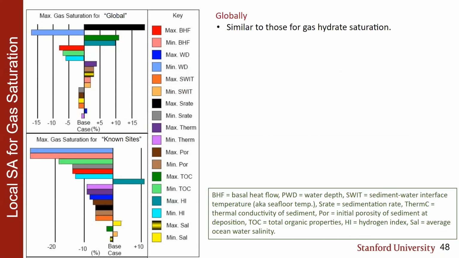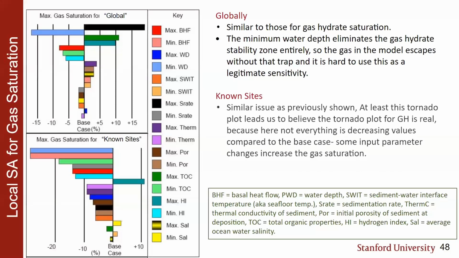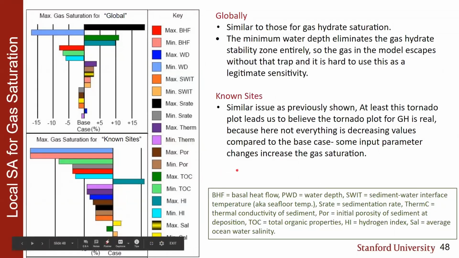The gas saturations are similar to the gas hydrate saturation sensitivities. And again, the minimum water depth used eliminates the stability zone, so all the gas escapes from the seafloor, so we cannot really understand whether it's important or how it's sensitive. In the known sites, as I mentioned, we have somewhat similar tornado plot, and we like to see that there's actually greater saturations in some of the scenarios.